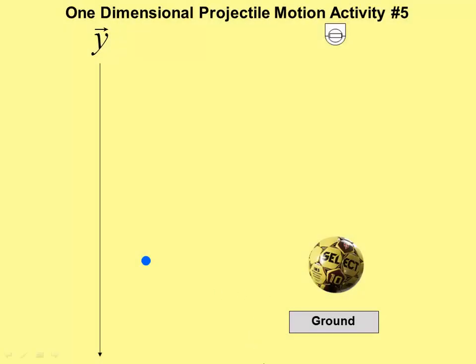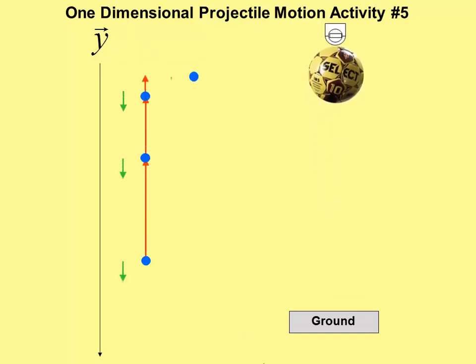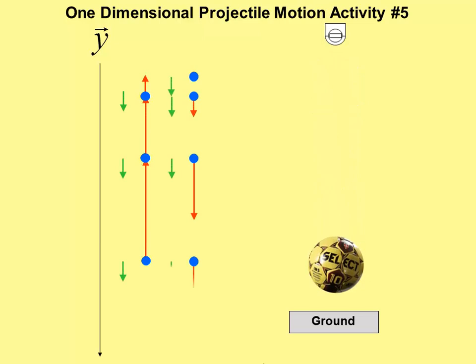What would the motion map look like for this? We'll watch this in real time. In this motion map, the blue dots represent positions at equal intervals of time. The red arrows are velocity arrows, and the green arrows are, of course, acceleration arrows. Watch it once more.